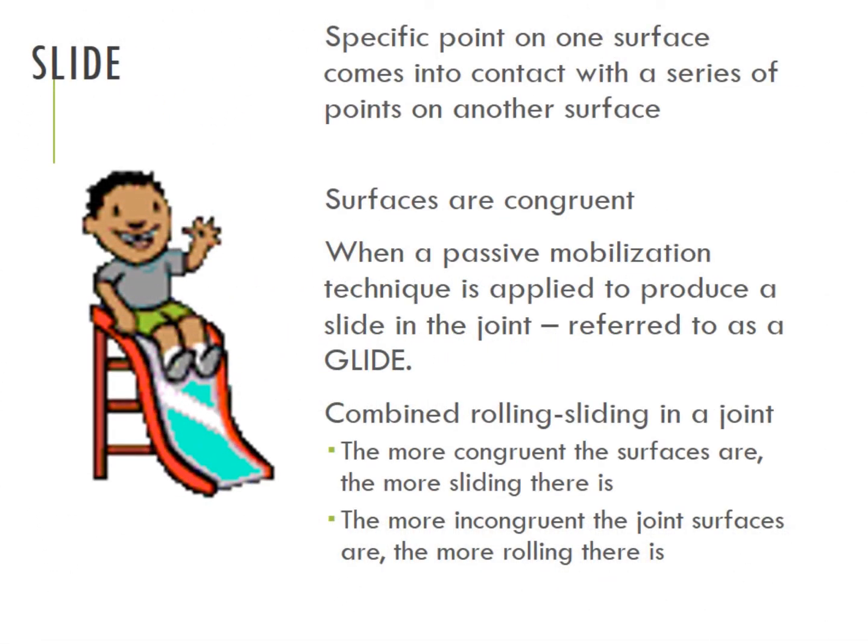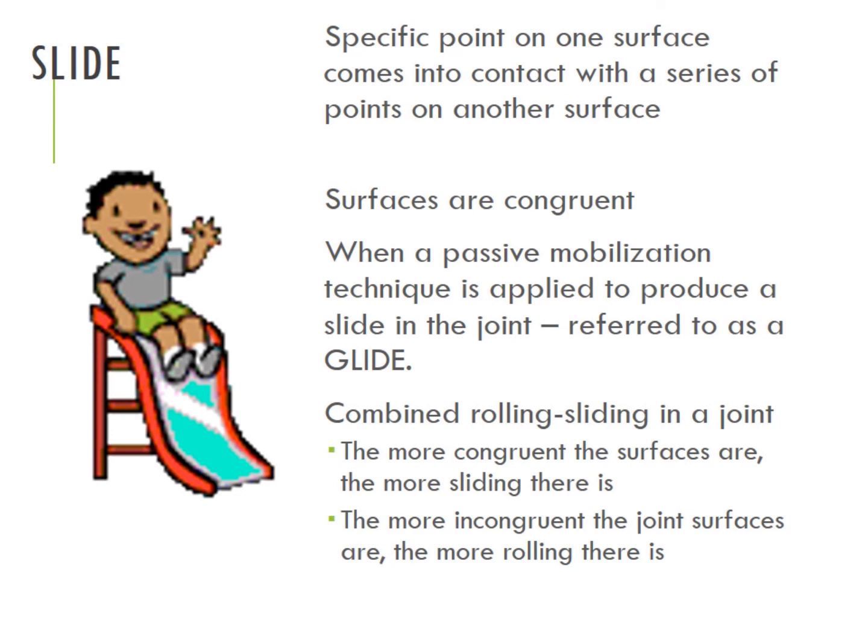So now we'll talk about sliding. So this is an example. This is a slide which you can see. A specific point on one surface comes into contact with a series of points on another surface. So while you are sliding on a slide, there's a particular point in your body which will be in contact with the slide.